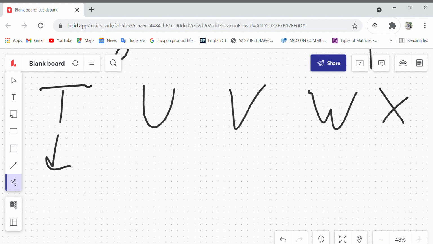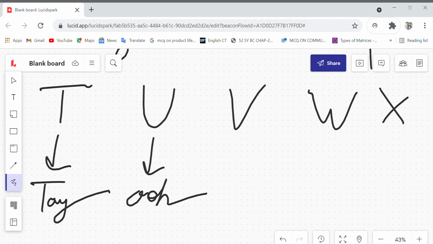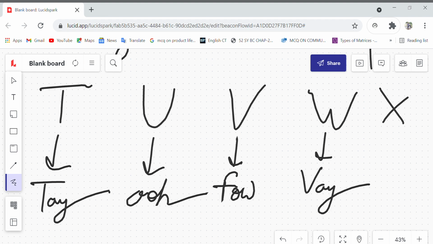For T, can anyone guess what we can write? For T, it's tay. For U, it's U. For V, it's fow. For W, it's vay. For X, it's X.